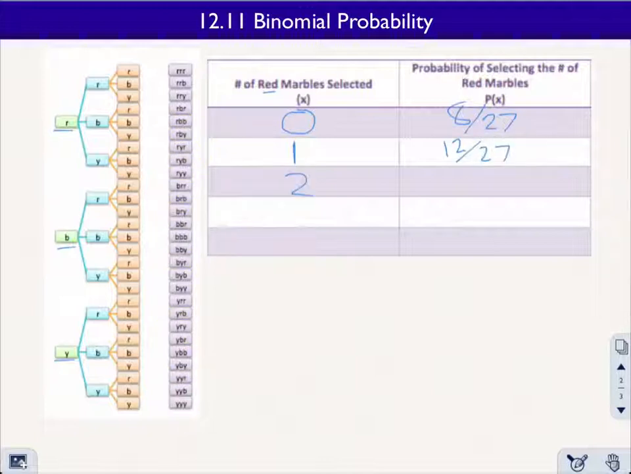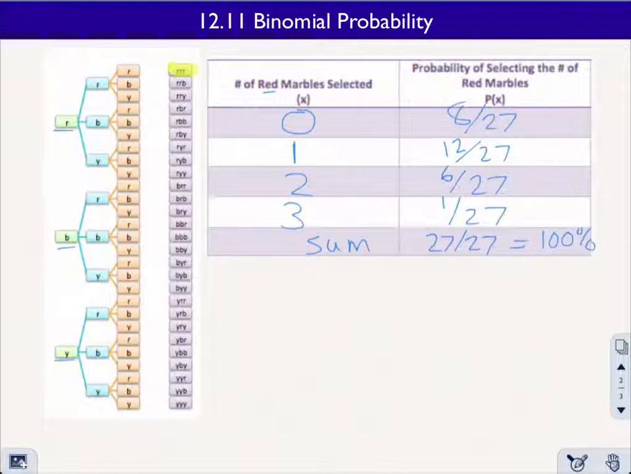All right, and getting exactly 2 reds. Okay, so we have one here, and here, and here, and here, and here, and here. So we have 6 out of 27. And the chance of getting exactly 3, yeah, looks like just that one right there. So that's going to be 1 out of 27. Now, if we find the sum of all of these, 8 plus 12 is 20, plus 6 plus 1 is 27, we do get 27 out of 27, which is our 100%.